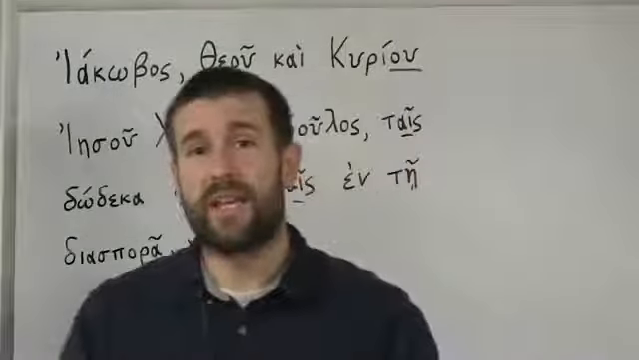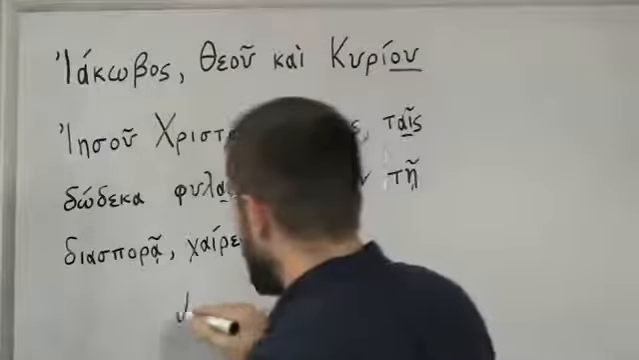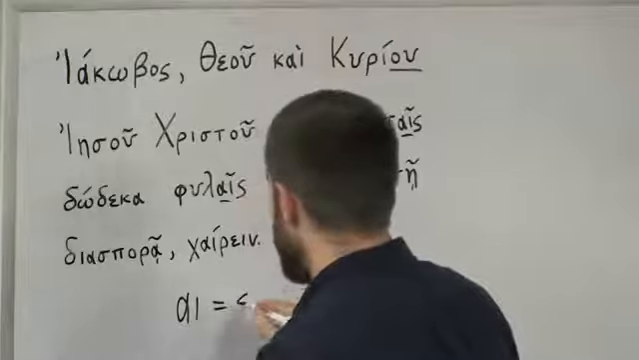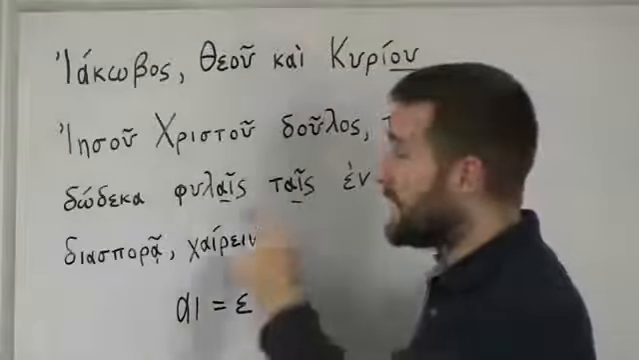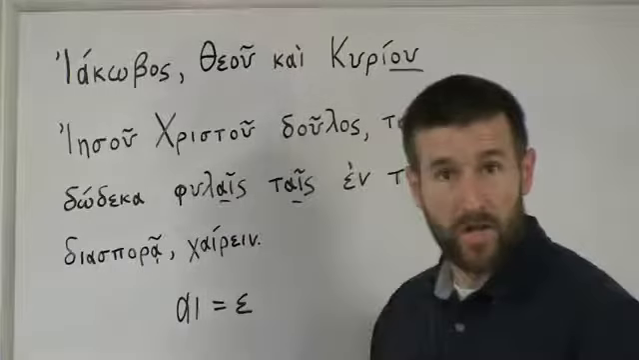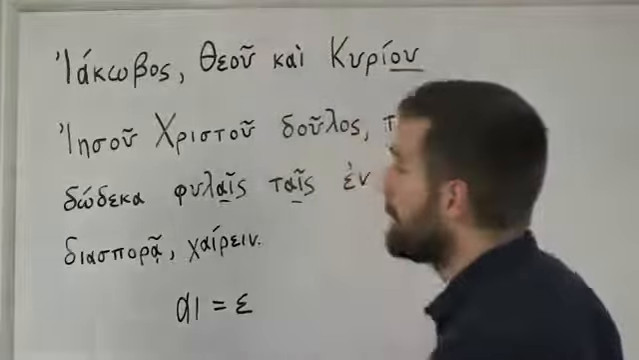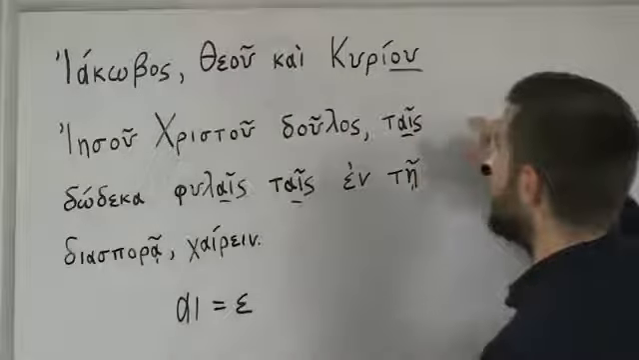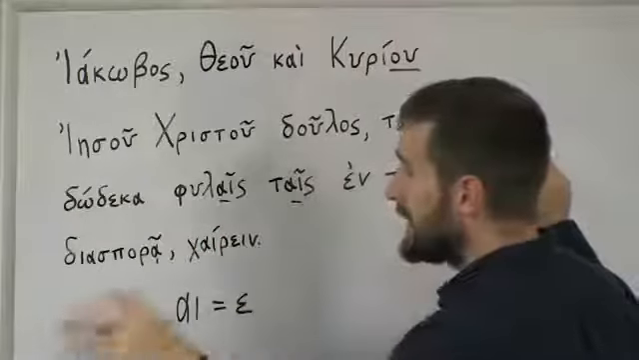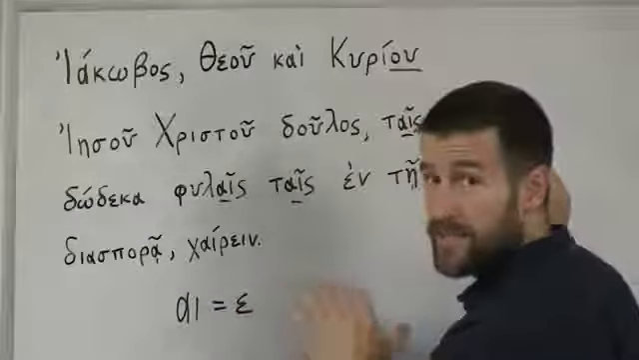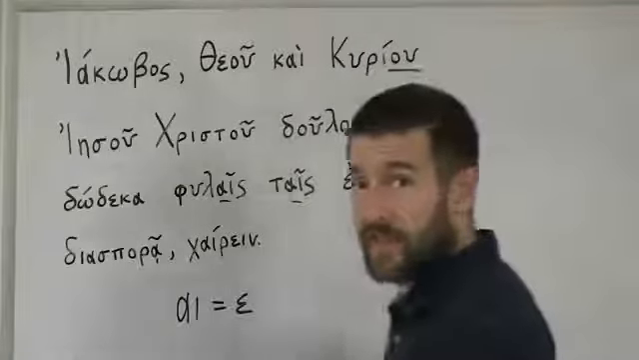Now, when we went over the Greek alphabet in lesson 2, we talked about how this alpha iota diphthong makes the same sound as epsilon, okay? So whenever you see alpha iota as a diphthong, and of course we're doing modern Greek pronunciation, you pronounce it like an epsilon, okay? And so this is going to be pronounced tes dodeka philes, tes enti diaspora, cherin. All right, so all of those alpha iota diphthongs are pronounced like epsilons, okay?